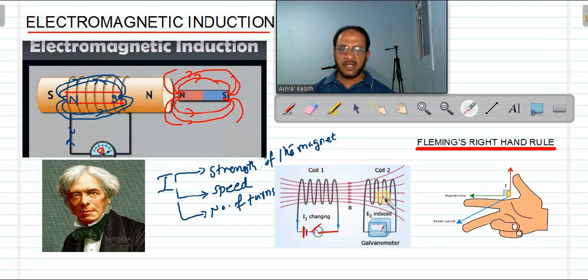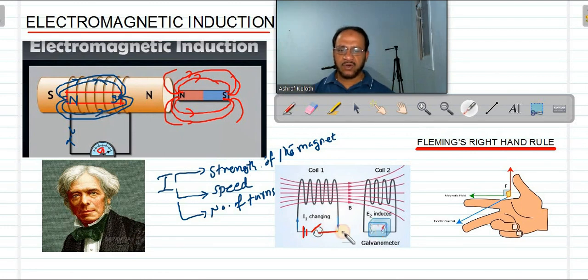Since coil 2 is also placed very close to coil 1, the magnetic field lines of coil 1 are linked with the secondary coil also. So whenever there is a change in magnetic field, it will induce a current in the secondary. This is the working principle of a transformer. Only at the time of switch on and switch off, there will be a change in magnetic field. If you keep it in switch on condition, there will be no deflection here. It will come back to 0.